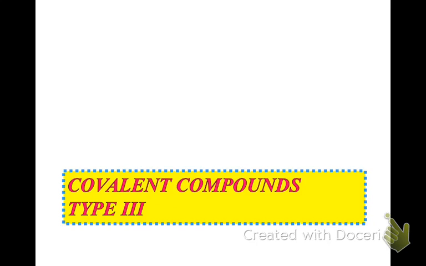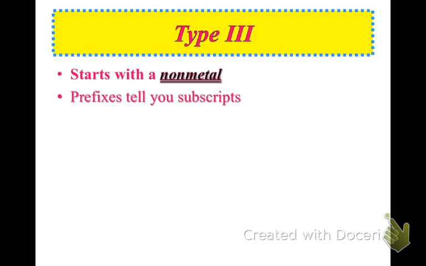Okay, now we're ready for type 3s, our covalent compounds. The only difference between a type 1 and 2 and your type 3 is this right here: it starts with a non-metal. Type 1 and 2 start with metals, type 3 starts with non-metals. And so the prefixes just tell you what the subscripts are. And again, this will make more sense once we look at them.